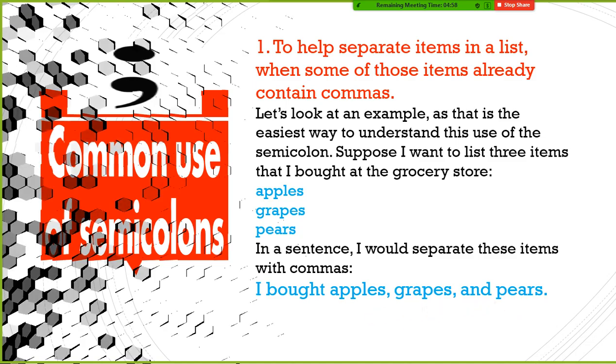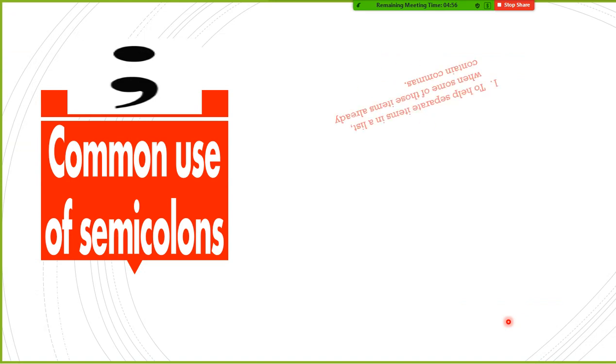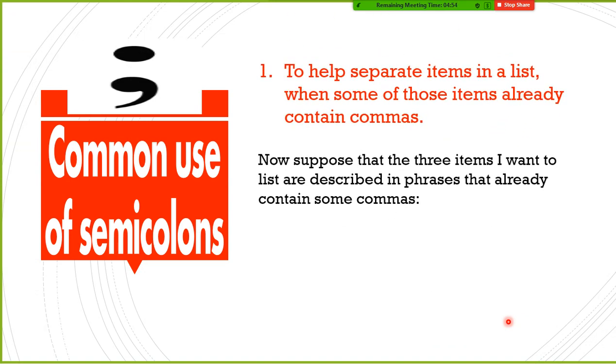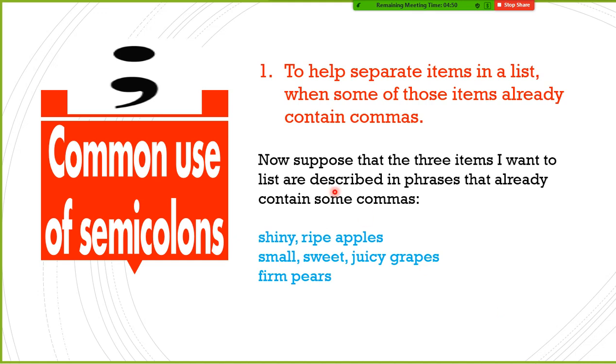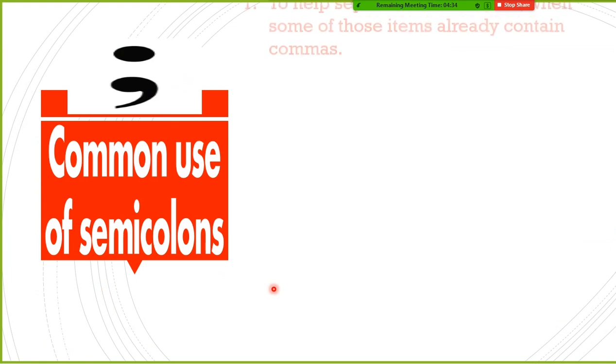Now suppose that I want to describe these three things. I want to make my sentence more interesting. So I want to say that the apples were shiny and ripe. I want to say that the grapes were small, sweet, and juicy. I want to say that the pears were firm. How can I join them using all these adjectives that describe them? Would it look like this?